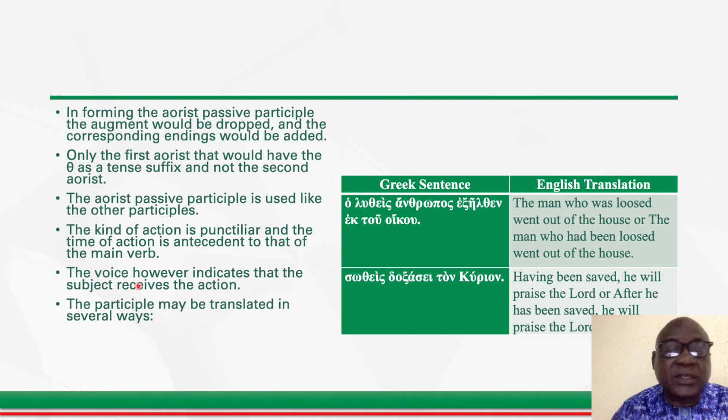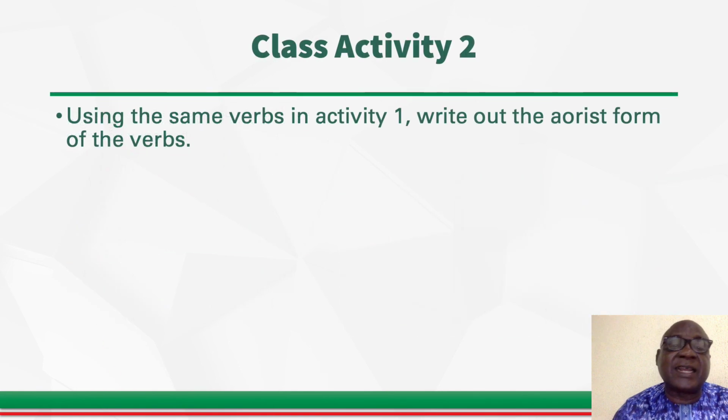So let's take note of this, and the exercise activity is the same verbs you used in activity 1. Write out the aorist forms of those verbs. Please, the only antidote to understanding this course is for you to practice, to study, to practice, to study. And again, that's the end of our session. See you next session.